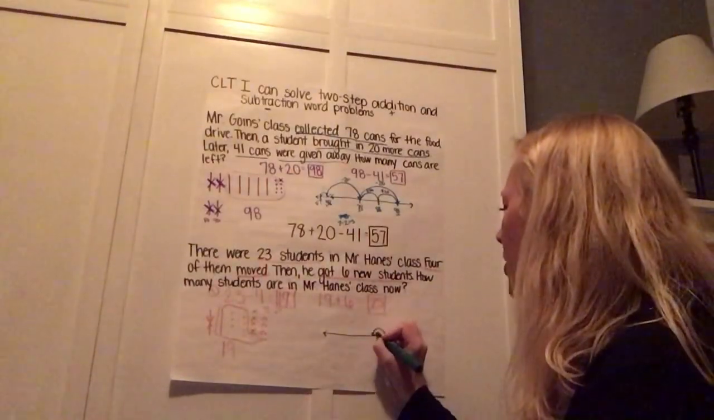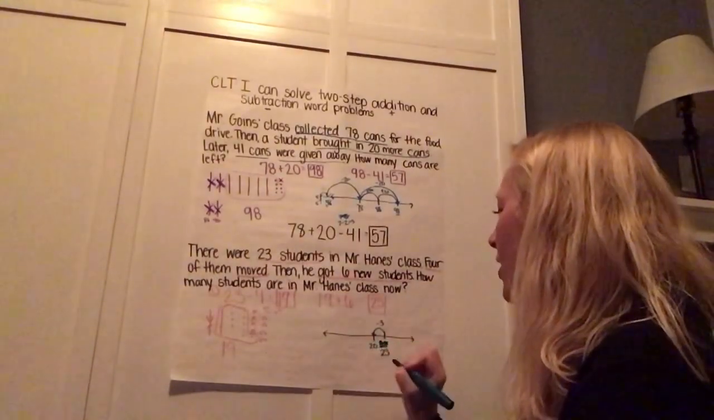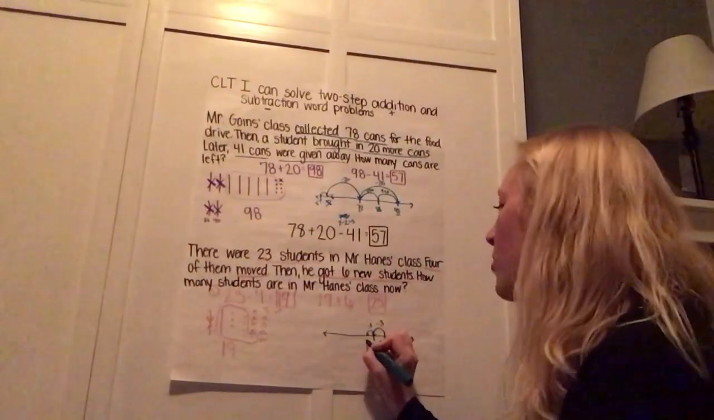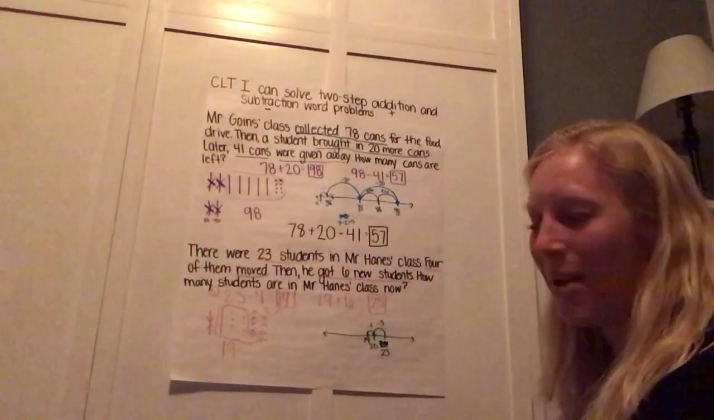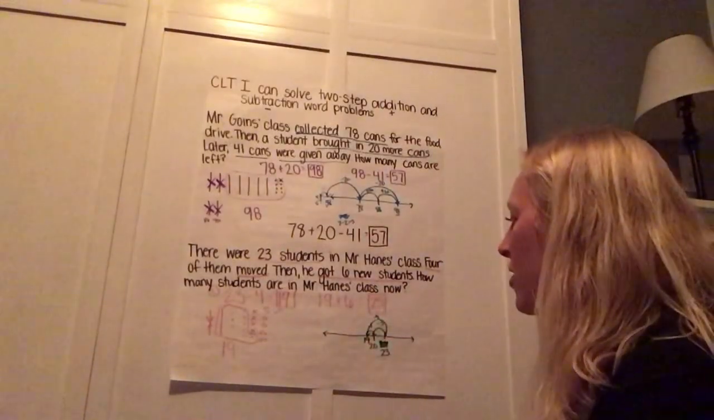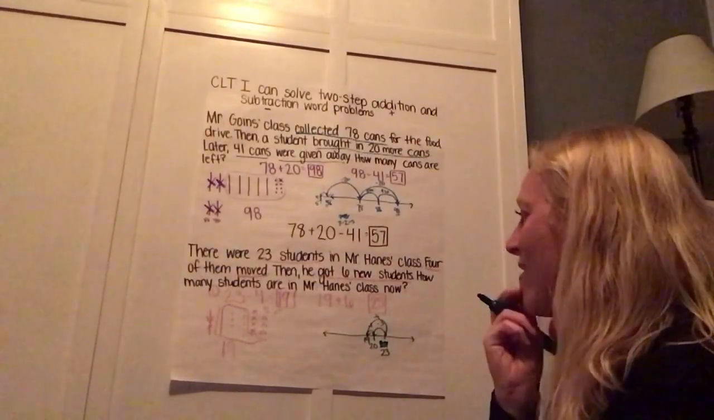Why'd you take away 3? Oh, got you to 20. Okay, and then what? Took away 1 more to get you to 19. I like finding that friendly number. All right, so you're taking away 4. And then what are you going to do? You have to add 6.